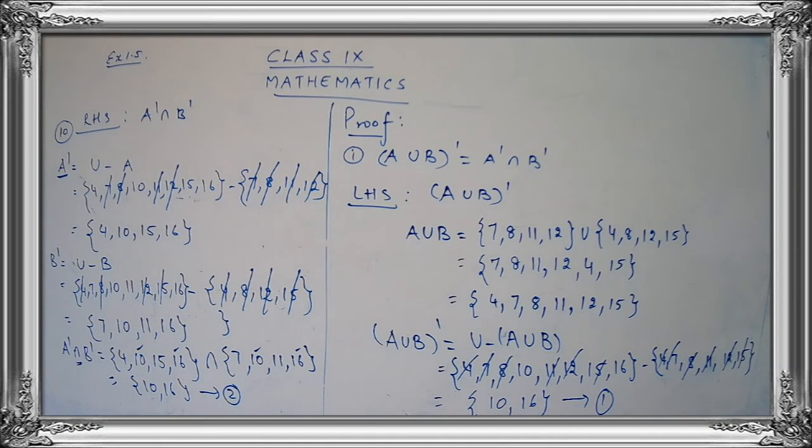Write down the value for A dash. Write down the value for B dash. Then find out A dash intersection B dash. Write down neatly. Do not miss any members. If you miss any member, your answers will go wrong. So be careful, children. I hope you are ready with the steps and everything. Let's continue with the final part.